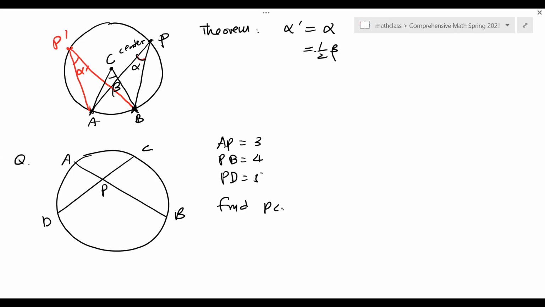Now, how to solve this problem? Somebody said, well, 2, 3, 4, 5, maybe 6, right? But whatever you claim, you have to prove it.